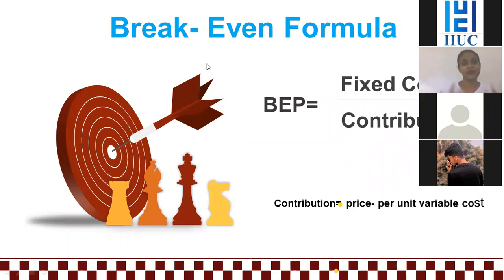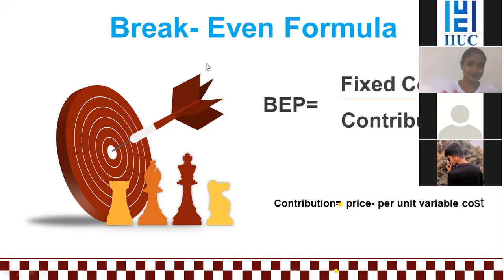Now, children, when we are finding break-even point, we have different ways we can find. We can use a graph, we can use a formula. Likewise, we can use different methods. Here we are learning only this equation, not how to do this using a graph. So a very simple equation is there. Break-even point equals fixed cost divided by contribution.